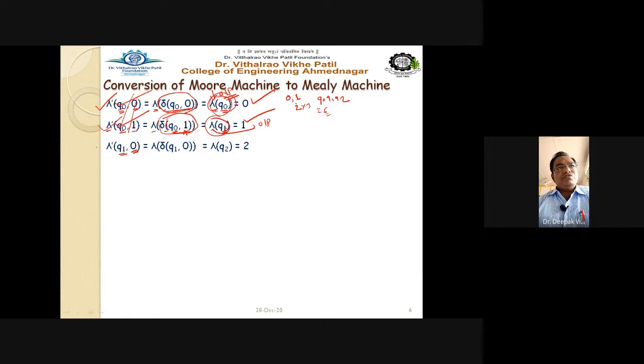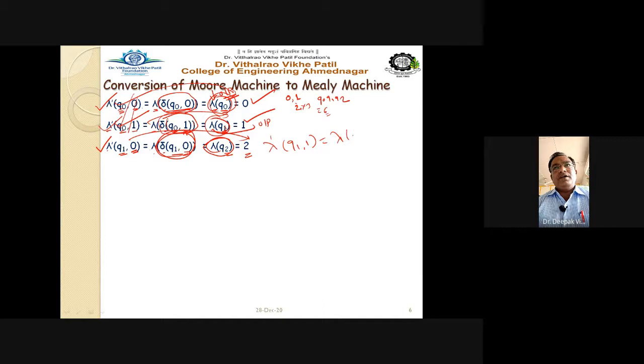Now lambda dash (q1, 0) is equal to lambda of delta(q1, 0). What is the value of delta(q1, 0)? It is q2, from the transition graph or transition table. And the value of lambda q2 is 2. So we are finding this entity. Next, the value will be lambda dash of q1 on 1, that we have to find out.